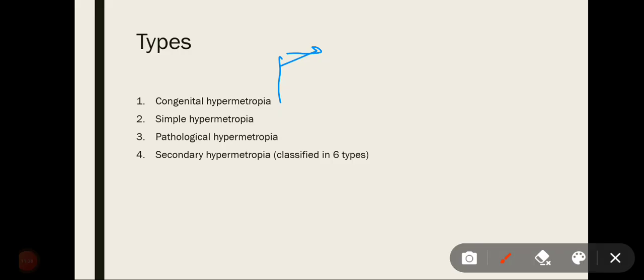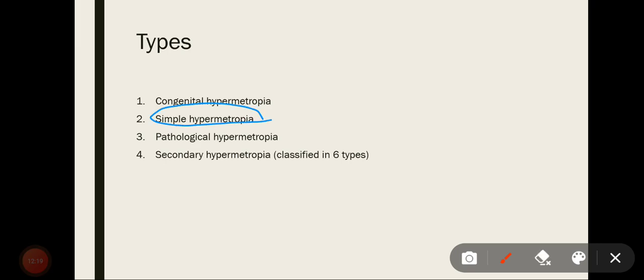So let's go into congenital hypermetropia. Congenital hypermetropia, what is it? It is not a common condition. The age of onset will be since birth. Anisometropia is almost always present as the condition is unilateral due to an abnormally small eye. Magnitude of the refractive error is high and often remains constant. It is not a progressive condition at all.